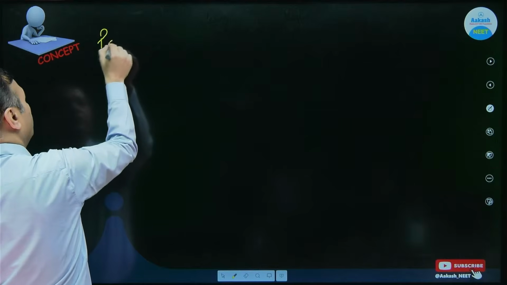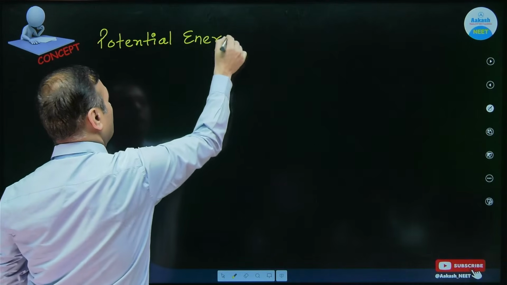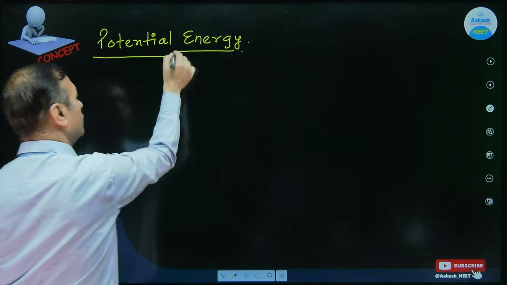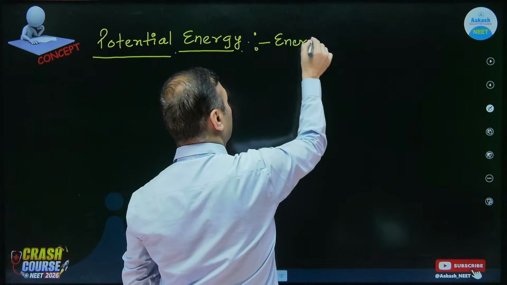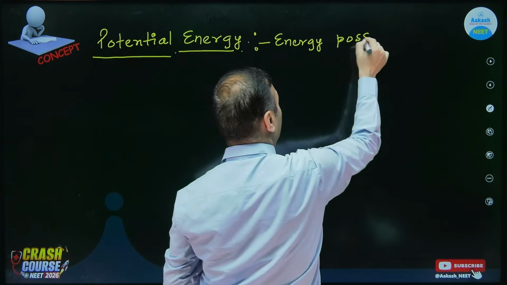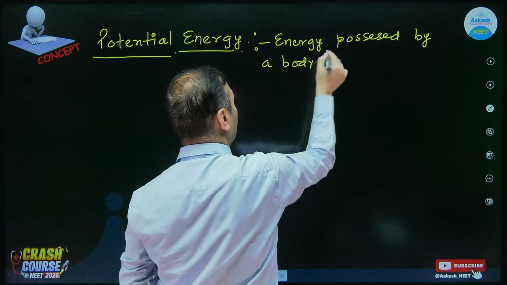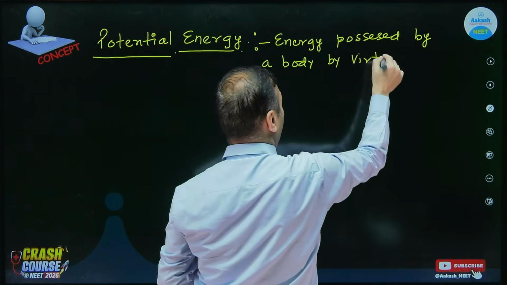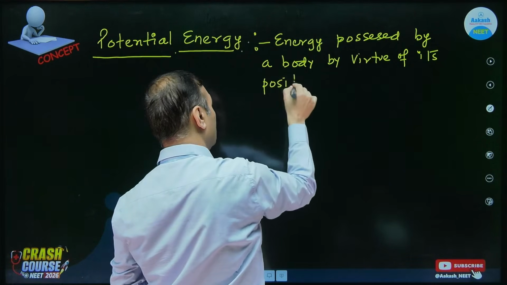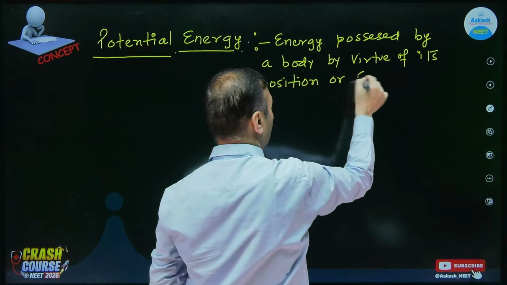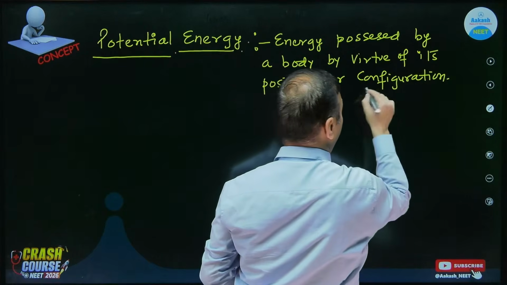Now we have the concept of potential energy. This is primarily the energy possessed by a body by virtue of its position or configuration. Configuration means system.